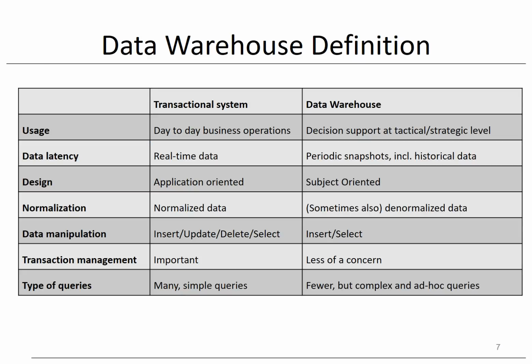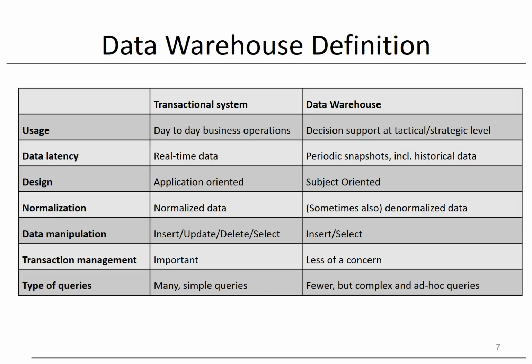This table summarizes the key differences between a transactional system and a data warehouse. A transactional system focuses on day-to-day business operations, whereas a data warehouse focuses on decision support at the tactical and strategic level. In terms of data latency, a transactional system works with real-time data, whereas a data warehouse uses periodic snapshots, including historical data.